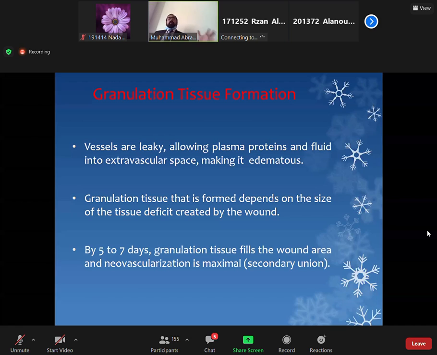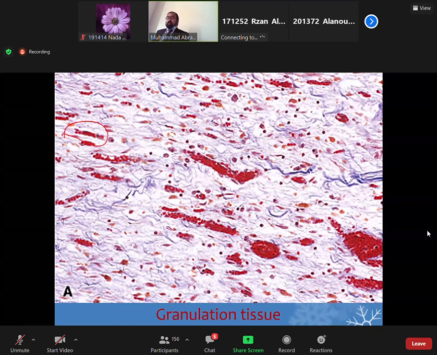In 5 to 7 days, new vascularization is maximum in a secondary union. This is what granulation tissue looks like initially, in the 5 to 7 day period: these are all newly formed blood vessels, these are all fibroblasts, and mostly it is collagen type 3. Very nice. Who said that? Good. Type 3.